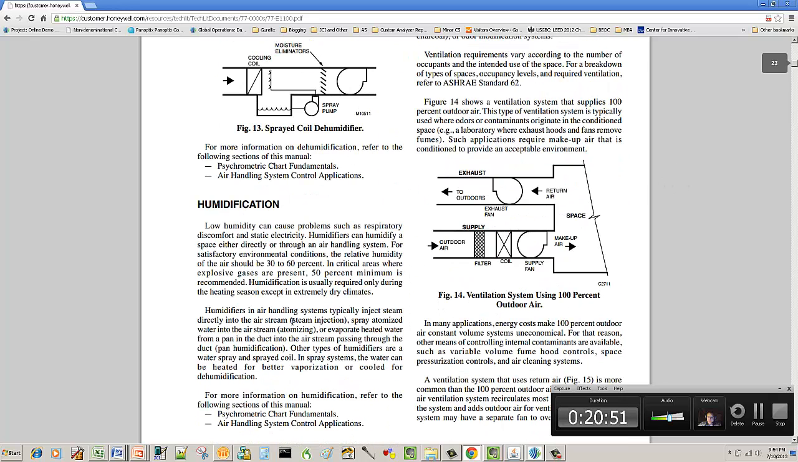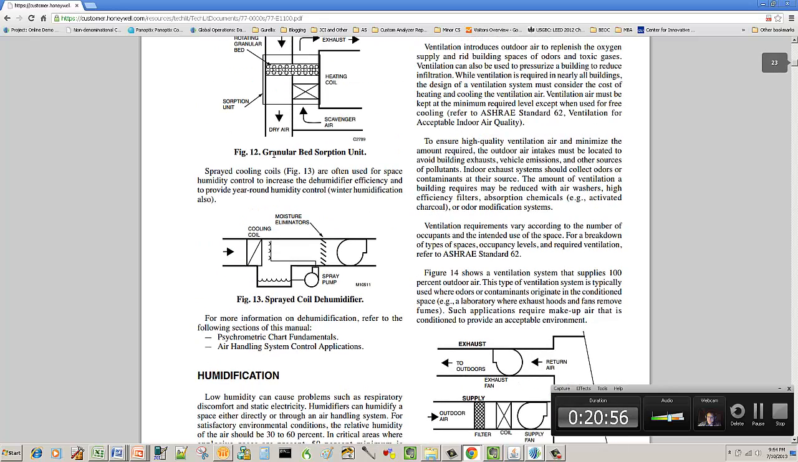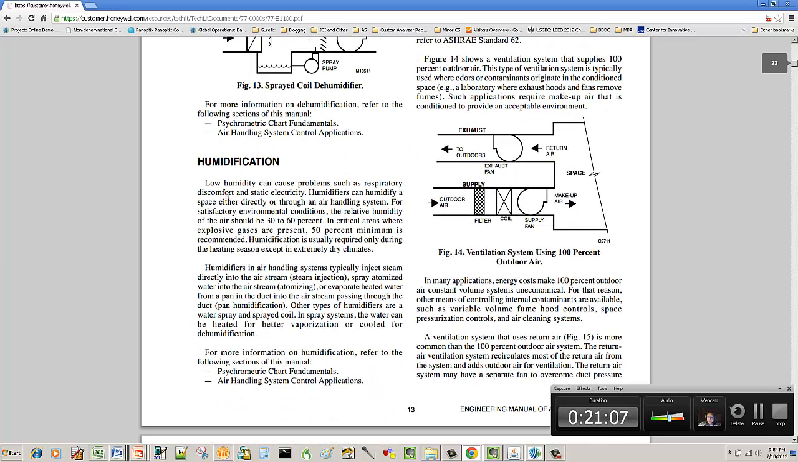Alright, humidification. Well, that is the opposite of dehumidification. Dehumidification aims for around 50, 55, 60% humidity depending on your temperature, as we'll see in the psych chart section. Humidity, however, you want to be, now it says between 30 to 60%.